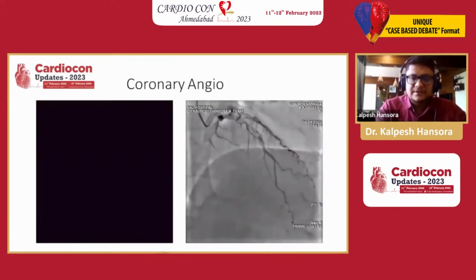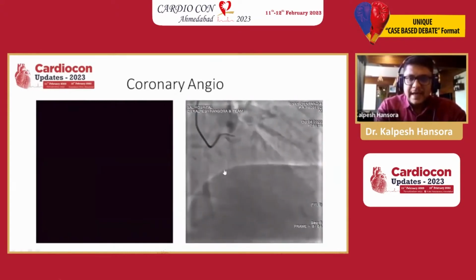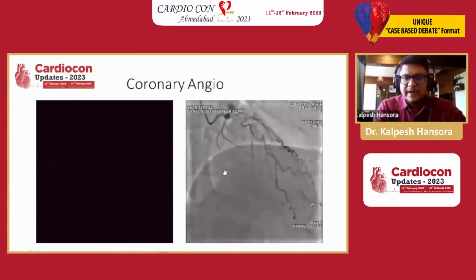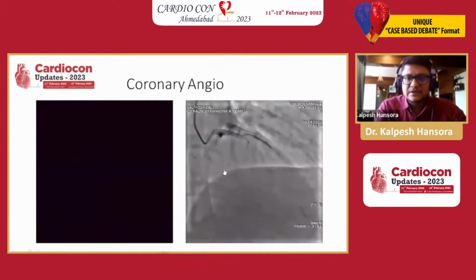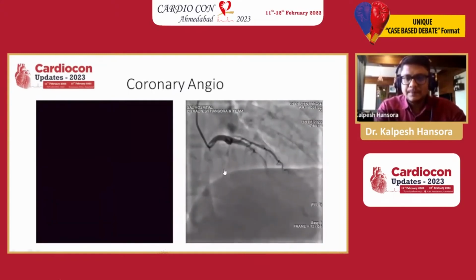Here you can see the angiography picture. In the first angiography, there was a tight 85 to 90% eccentric, very fibrotic, significant lesion in the LAD. And the diagonal was a small to medium sized vessel. There was ostial involvement of the diagonal vessel, which was 80%.